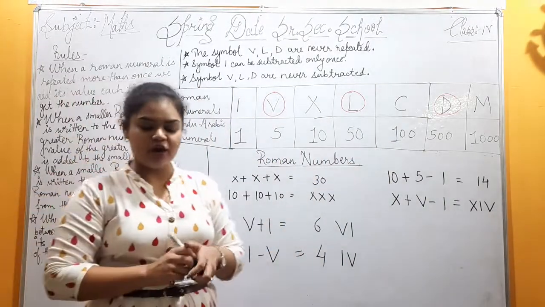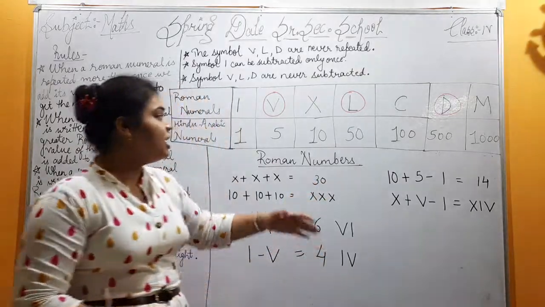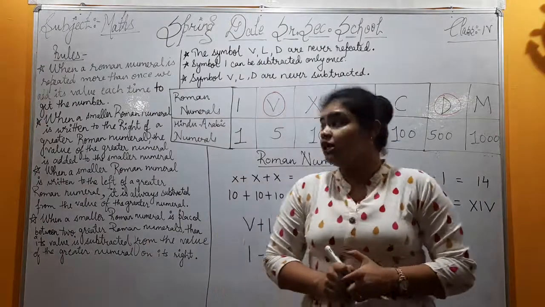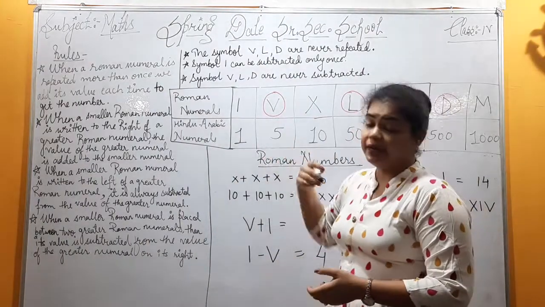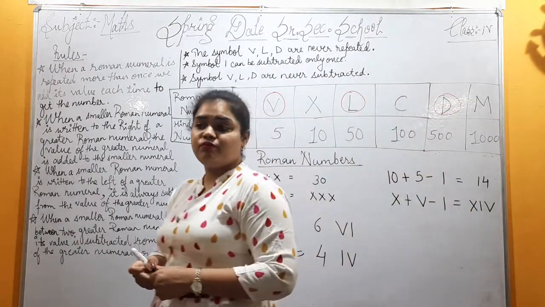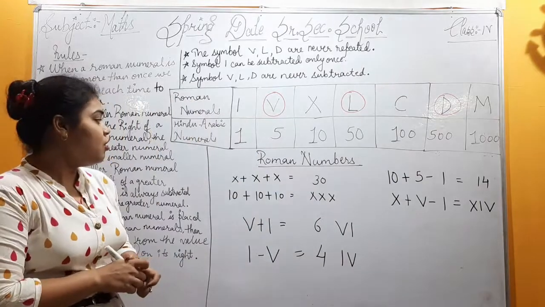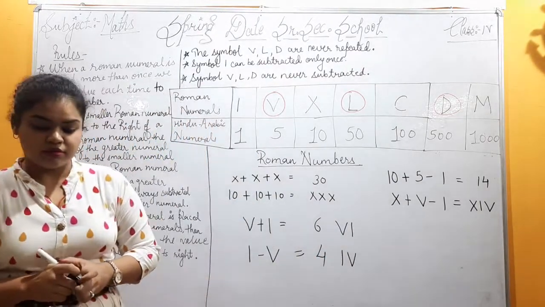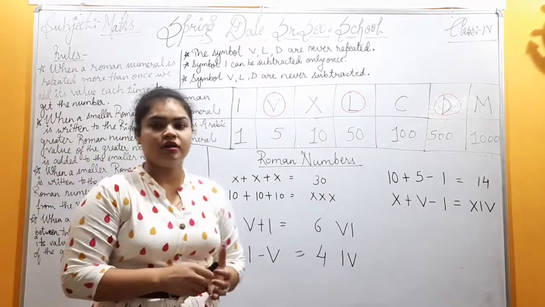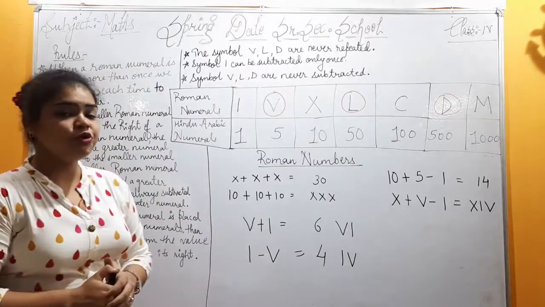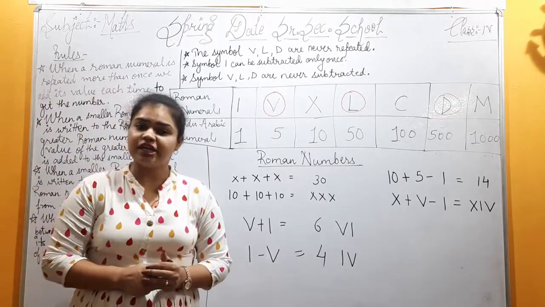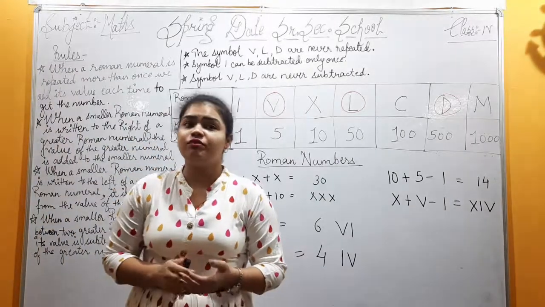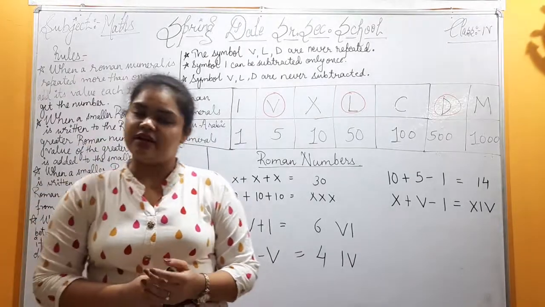So children, I hope you all have understood till now what the Roman numerals are, which Roman numerals are not repeated or are written once, and how we can form the numbers. Now you can complete your exercise, that is on page number 29. If you have any doubt, you can send me a query.